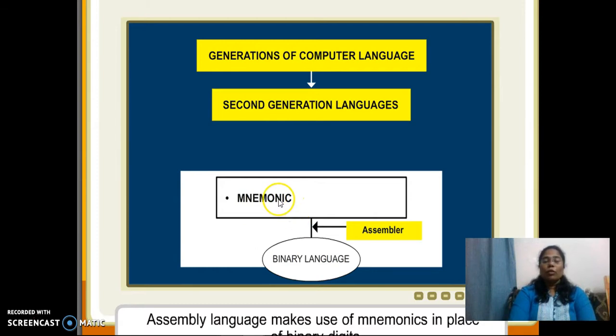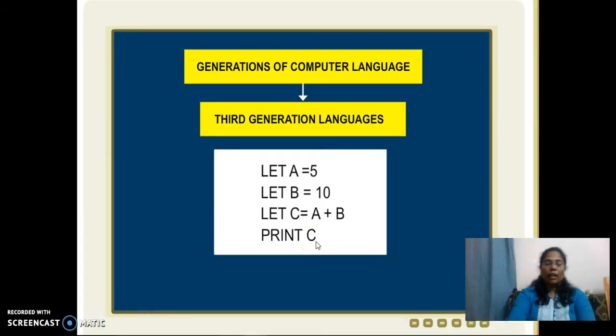This mnemonic code will be converted into the machine understandable language, that is, binary language. For the mnemonic to be converted into binary language, we need a translator. That translator is the assembler. So the assembler will translate the mnemonic code into the binary language.